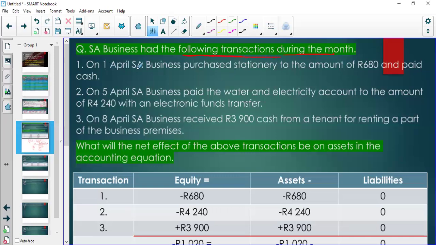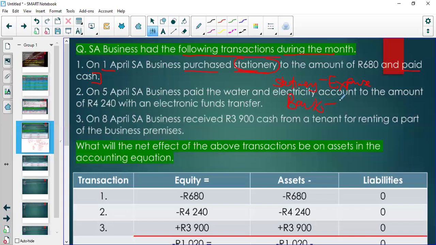On the 1st of April, they purchased stationery. We have a stationery account because we need to monitor how much stationery we're purchasing, and this is an expense. But we paid by cash. So if we pay by cash, then we're going to have to deal with our bank account.